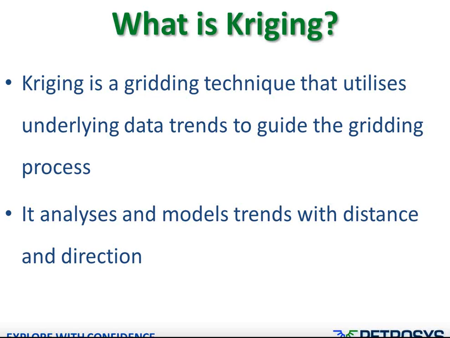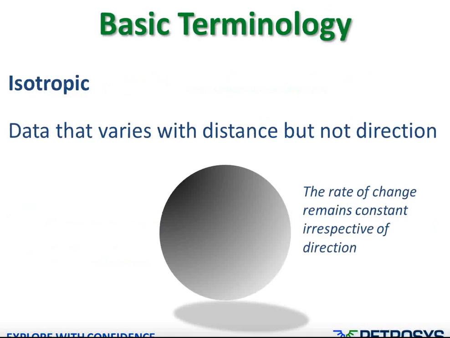Kriging is a gridding technique that utilises the underlying trends that you see in your input data. It analyses the trends both in terms of distance and direction, and it creates a model on which the gridding algorithm will then be based.